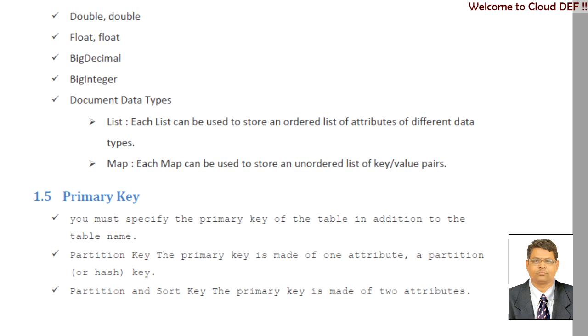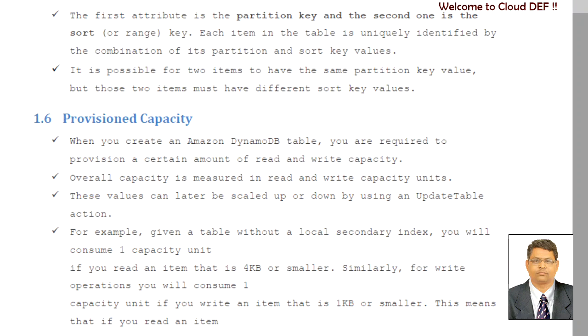It is possible for two items to have the same partition key value, but those two items must have different sort key values. 1.6 Provisioned capacity. When you create an Amazon DynamoDB table, you are required to provision a certain amount of read and write capacity. Overall capacity is measured in read and write capacity units. These values can later be scaled up or down by using an update table action.